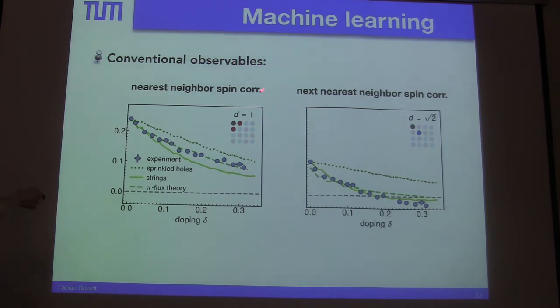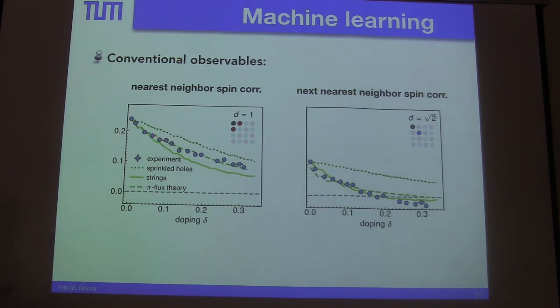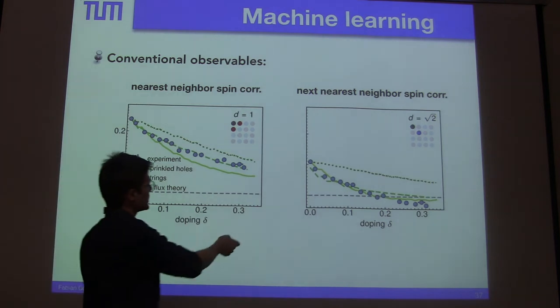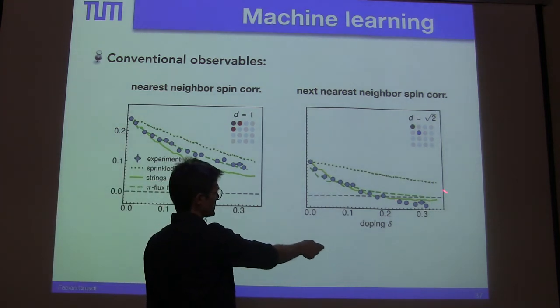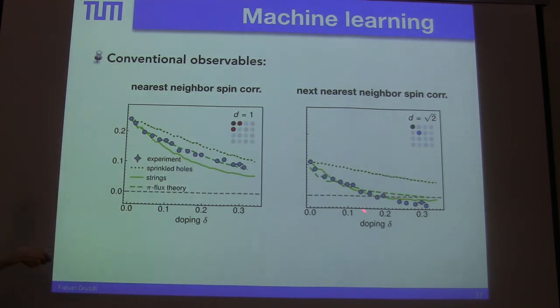This is nearest neighbor spin correlations as a function of doping. The blue is the experiment, this light green line down here is our string ansatz, and the dashed line is this RGB state. Here you would say the RGB actually works better. The string stuff is not so bad, but there are some clear deviations. We can do the same for the diagonal correlators, and now I would say the string works better. It actually predicts a sign change over here, whereas the pi flux, this RGB state, does not. But if you look at the quantitative values, they're fairly close. So at this point it's hard to tell.